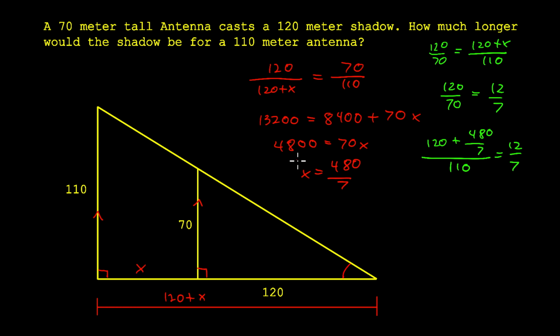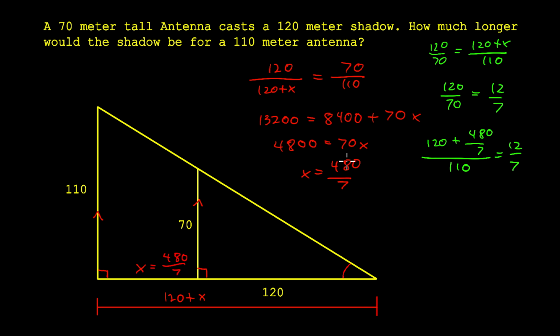Finally, we'll put x here back on the diagram in red again. So x is 480 over 7. So this antenna has a shadow that is 480 over 7 meters longer than this antenna.